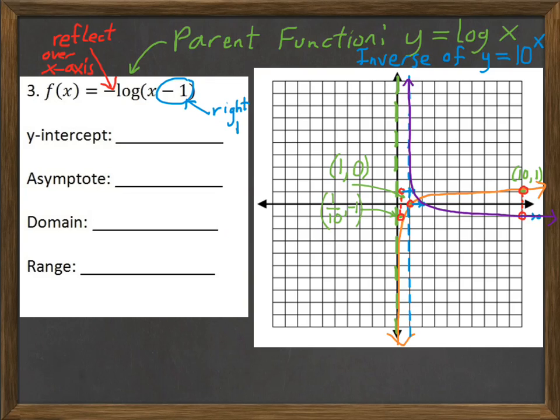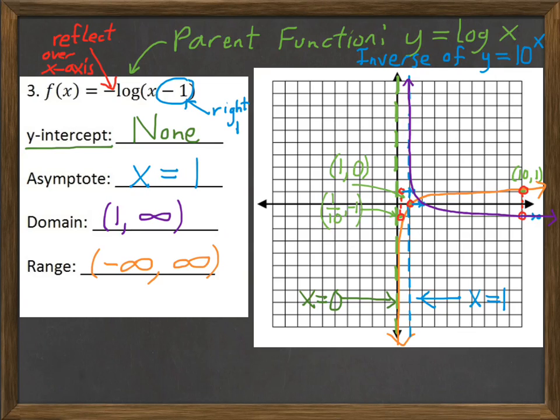Alright, so the y-intercept? There isn't one, because a log function doesn't cross the y-axis. It might be possible if we had moved it to the left, but we didn't. Alright, the asymptote, which began as x equals 0, is now x equals 1 because we moved it to the right. The domain, because our asymptote is at 1, is 1 to infinity, and the range is negative infinity to infinity. Notice that's flipped from what the exponential function was.